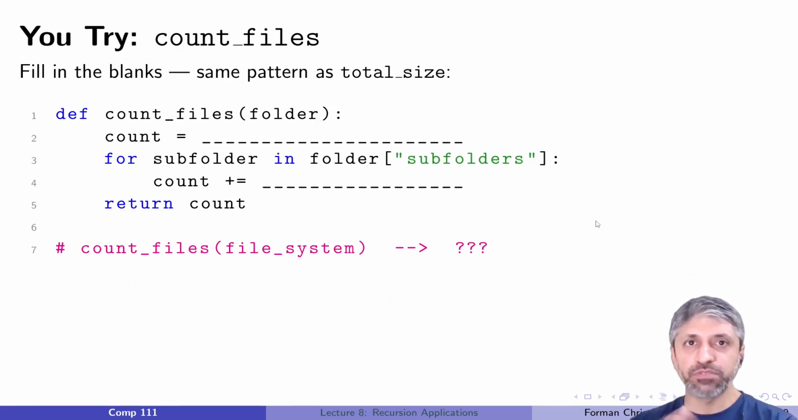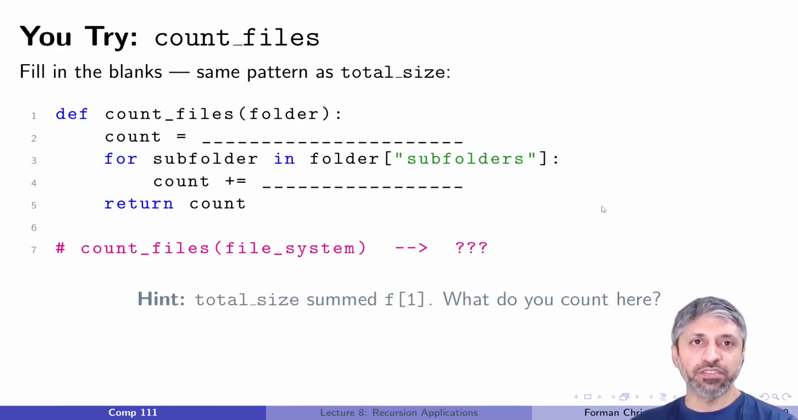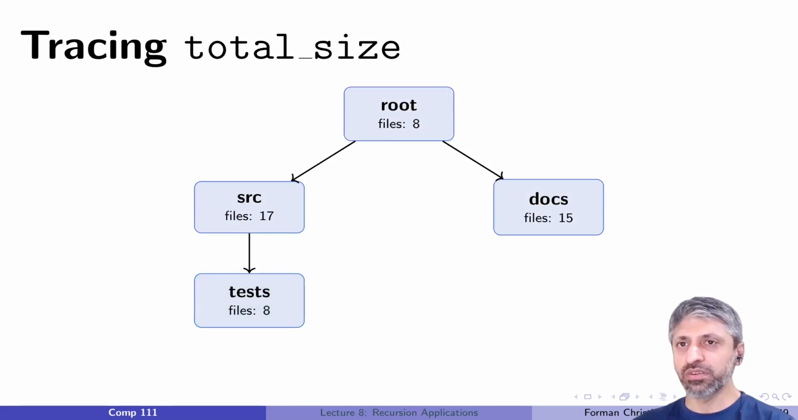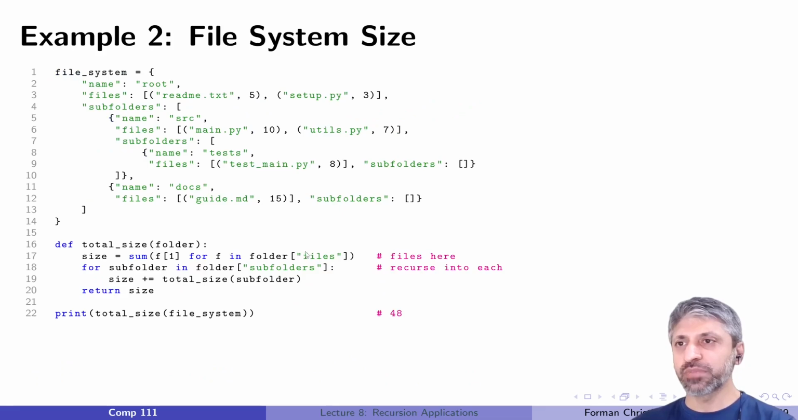All right, your turn. So same pattern as total size, but instead of summing the file sizes, you're counting the total number of files. The hint is in the previous tree that we just did. You need to fill in these two blanks here. And again, the hint is for our structure. So total size sum, f of 1. So what is f of 1? If we take a look at our data structure again, each file has two components in a tuple.